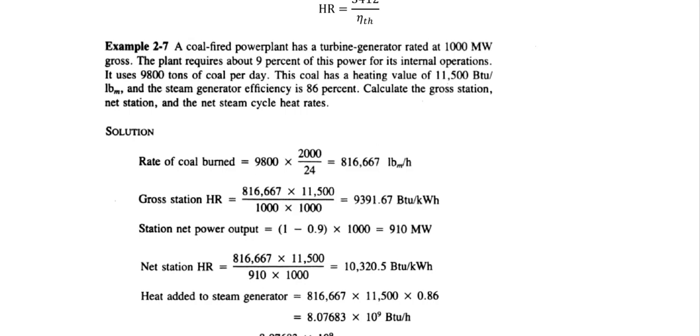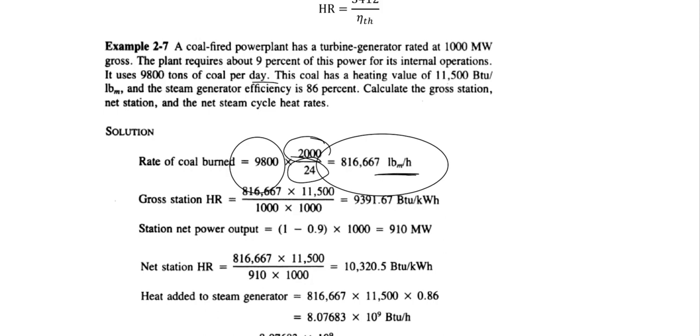in Sindh. So moving to our own calculation, the rate of coal burn. We have 9,800 tons of coal. You have to convert that tons into pound mass, multiply by 1,000, divided by 24, since you are running it for 24 hours in a day. So that comes up as 816,667 pound mass per hour. So you are burning this much amount of coal.